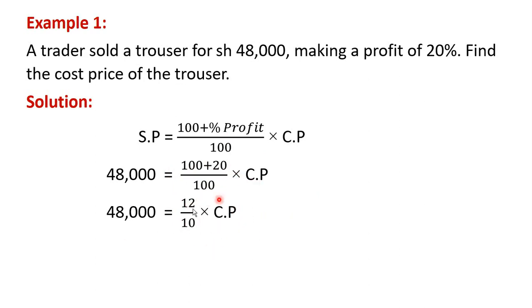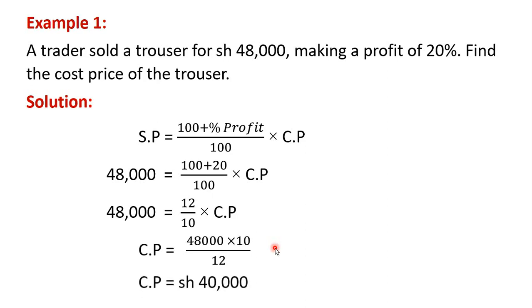So we can simplify it as 48,000 is equal to 12 over 10 times the cost price. Then we shall make cost price the subject. So we cross multiply, and the cost price is going to be 48,000 times 10 divided by 12. When we multiply that, you can use your calculator. We shall have 40,000 shillings. So the cost price for the trouser is 40,000 shillings.